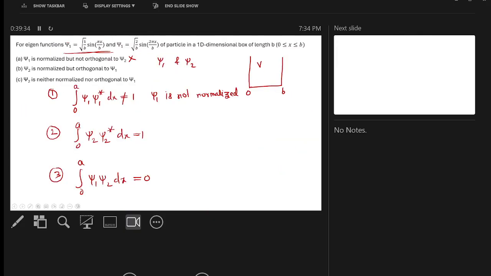So psi 2 is normalized. The second is the correct option. Why? Because the third one is saying psi 2 is neither normalized nor orthogonal. You don't need to check this one because psi 2 is normalized. So this is incorrect. Okay. No need to solve this.